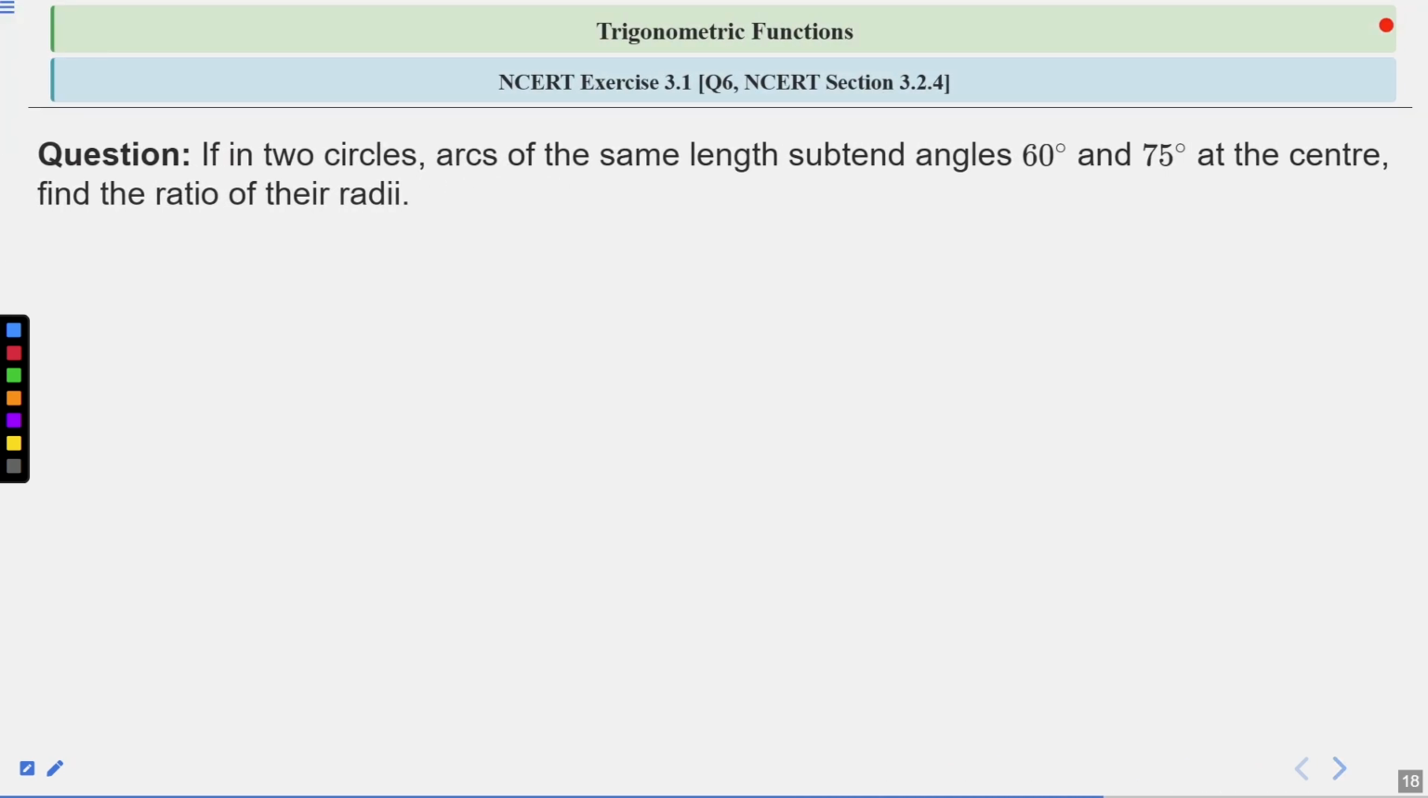Next question is question number 6, which says, if in two circles, arcs of the same length subtend angles 60 degree and 75 degree at the center, find the ratio of their radii, right? We need to find the ratio of their radii.